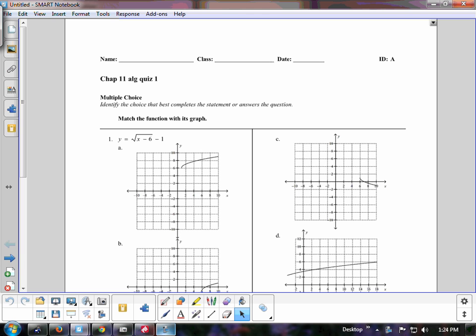Okay, welcome. This is a review for Chapter 11 quiz, and it's quiz 2. First question says, match the function with its graph.